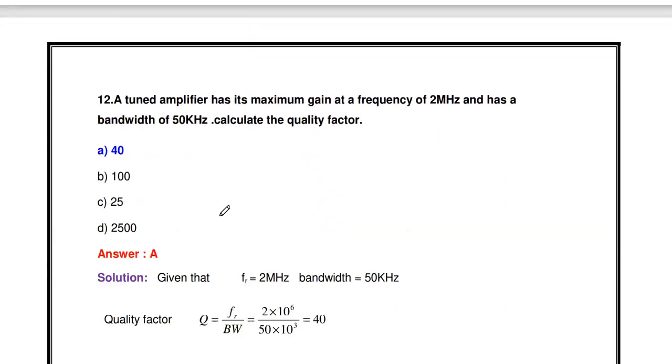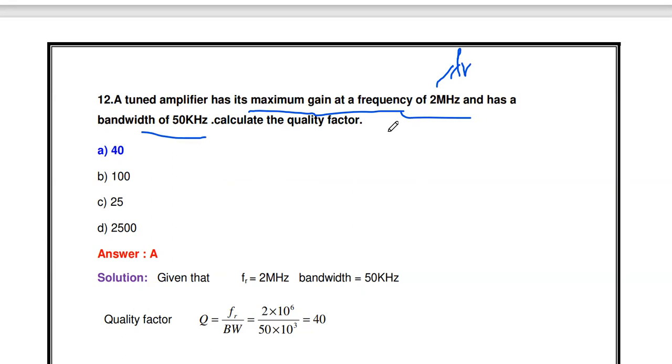Okay, then the next one: a tuned amplifier has its maximum gain at a frequency of 2 megahertz. So what is the meaning of this 2 megahertz? In which condition does the tuned amplifier have its maximum gain? Resonant frequency. So instead of giving the resonant frequency of the amplifier as 2 megahertz, they are mentioning a tuned amplifier has maximum gain at a frequency of 2 megahertz. So this 2 megahertz is the resonant frequency or central frequency, and it has a bandwidth of 50 kilohertz.